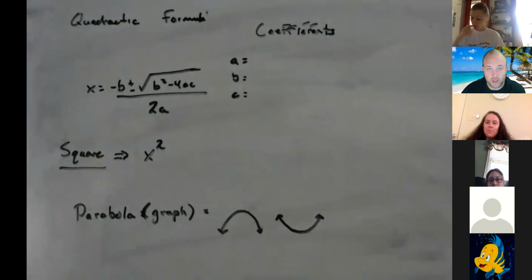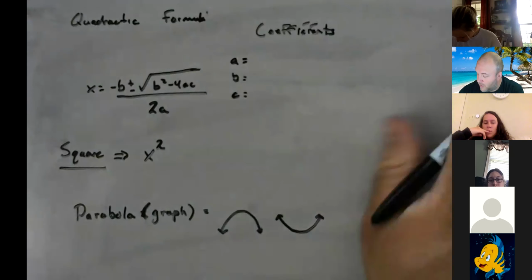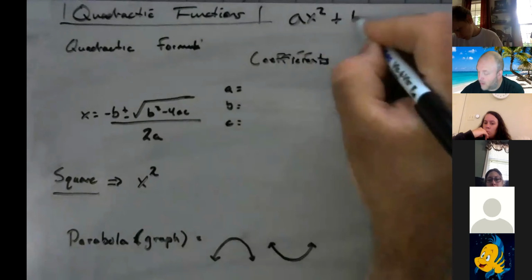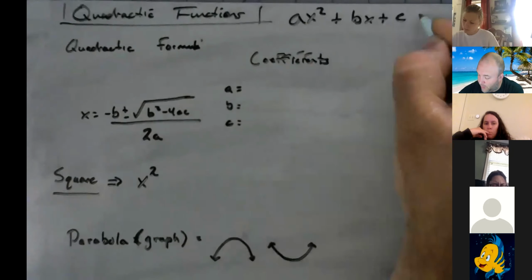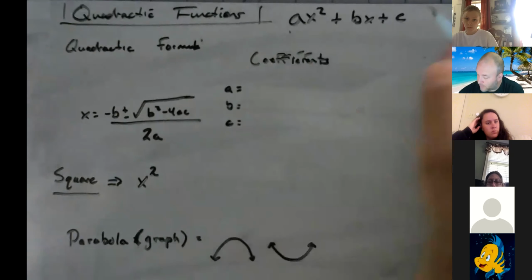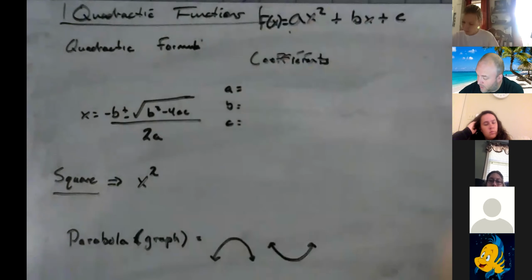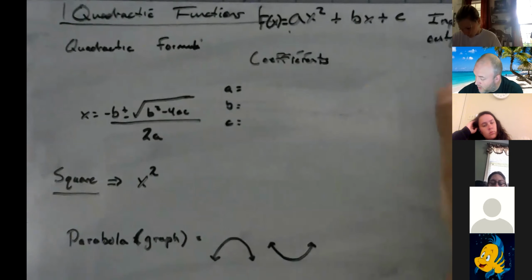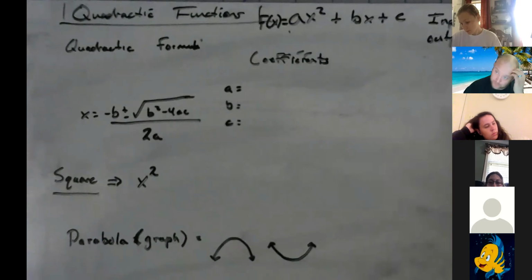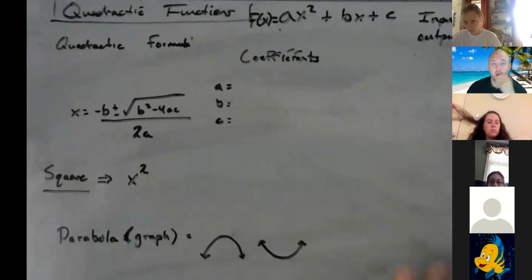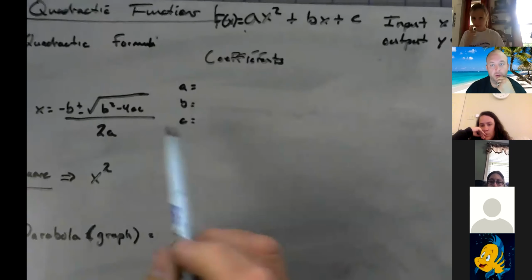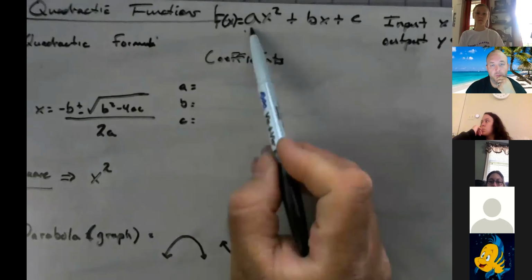Let's look at the base form then. AX squared plus BX plus C is our function. Okay, I'm going to put f of x. Keep in mind, the input is still x. The output is still going to be y or f of x, depending upon how we want to look at it. Our coefficients are specific items within this base form here.